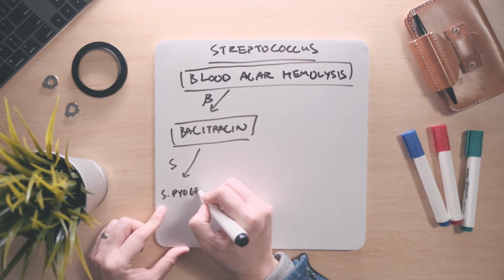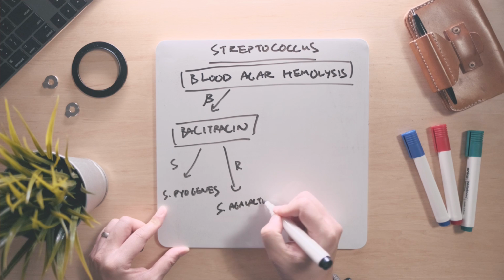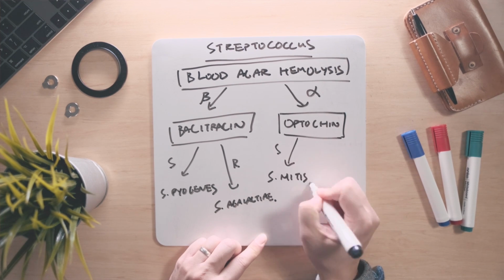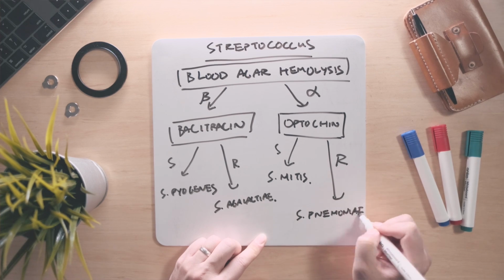Antibiotic susceptibility is another key differentiating factor amongst Streptococci. Bacitracin can be used to distinguish Strep pyogenes, sensitive, from Strep agalactiae, resistant. Optochin can be used to distinguish between Strep mitis, sensitive, and Strep pneumoniae, resistant.